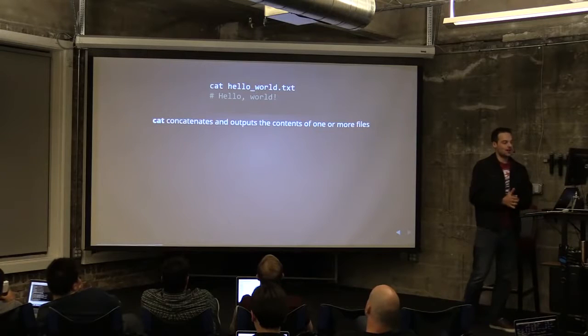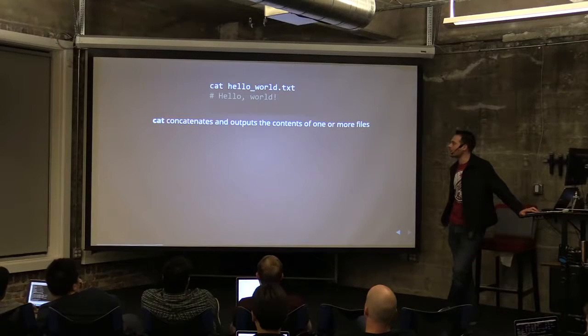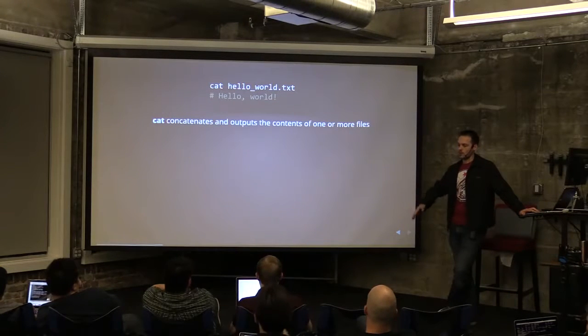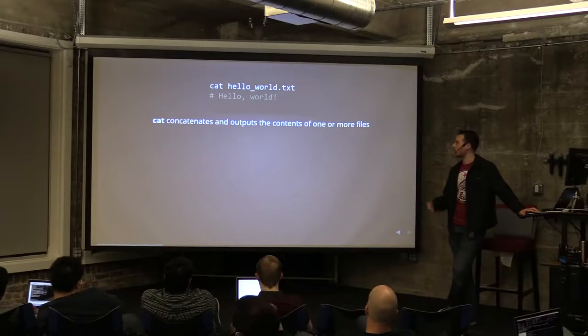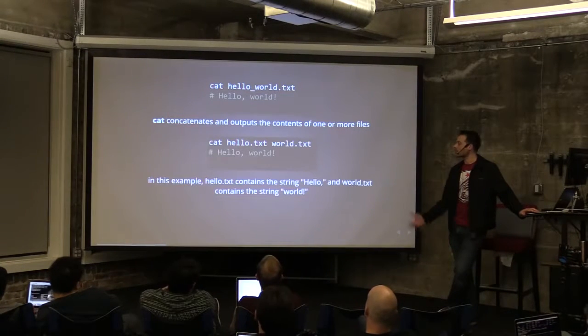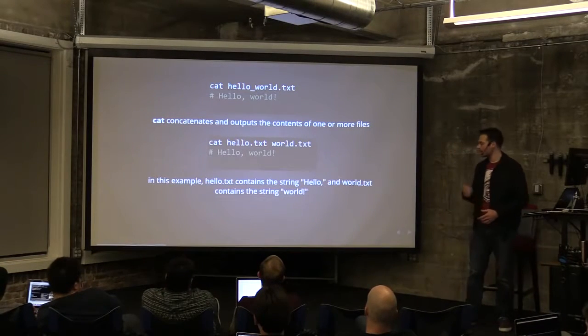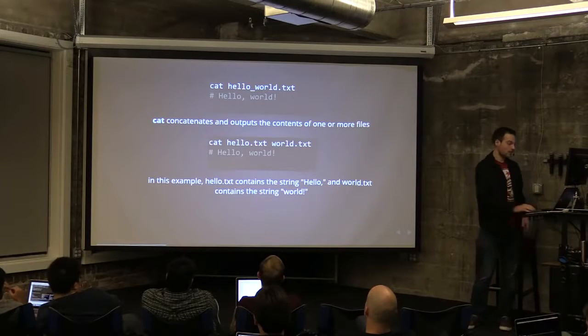Cat concatenates and outputs the contents of one or more files. So there should be a file in the home directory called hello_world.txt. If you just type cat hello_world.txt, it'll output the contents of that file. It's not really what cat is meant for. I see a lot of people do it as a starting point for chaining commands, which we're going to learn about shortly. The real intent of the cat command is to concatenate multiple files together. So if you have two or three text files that you want to put end to end and then do some kind of operation on them, that's what cat would do.